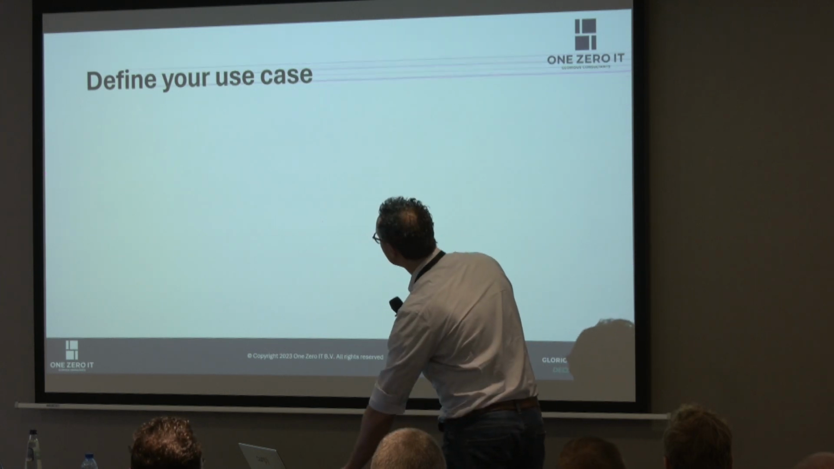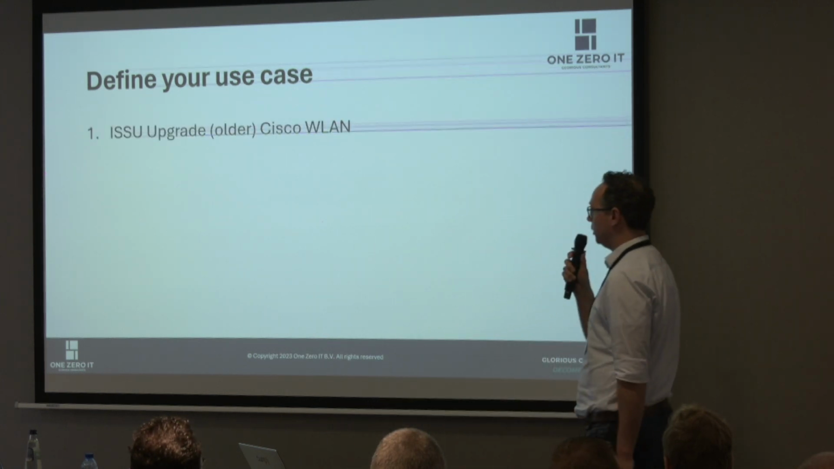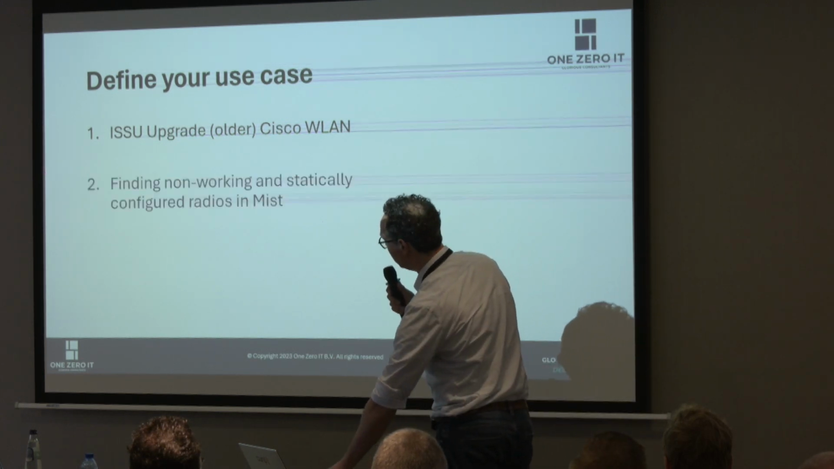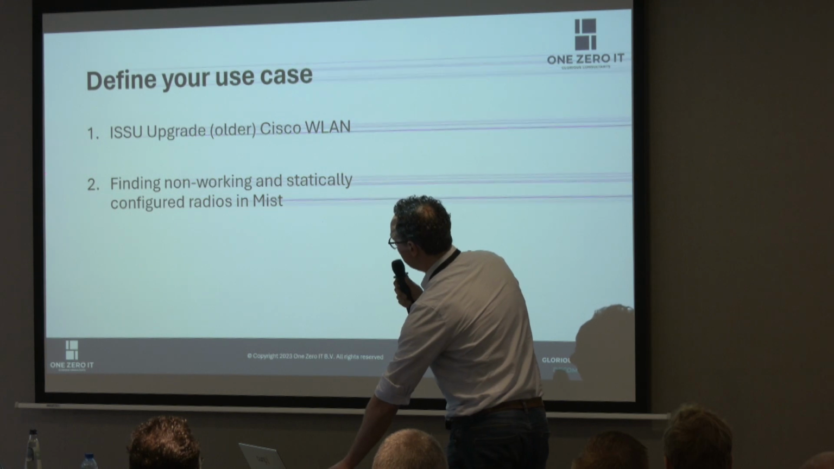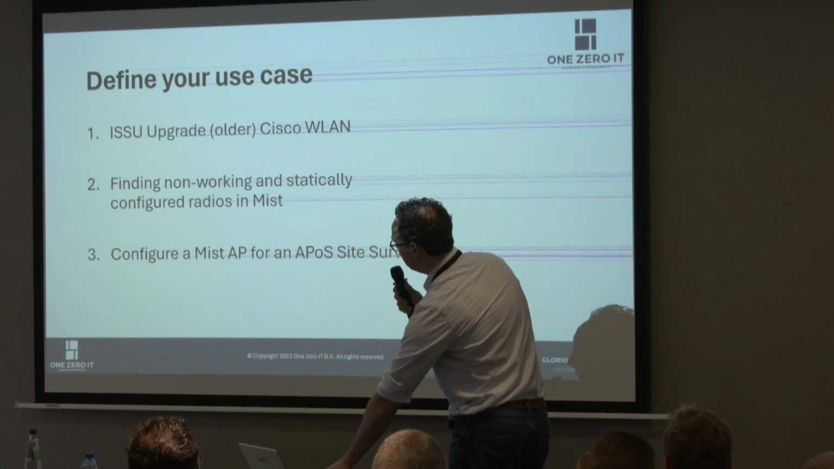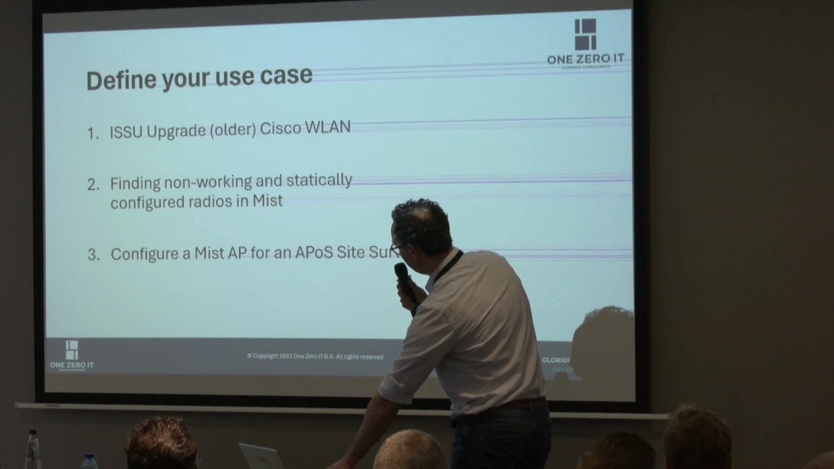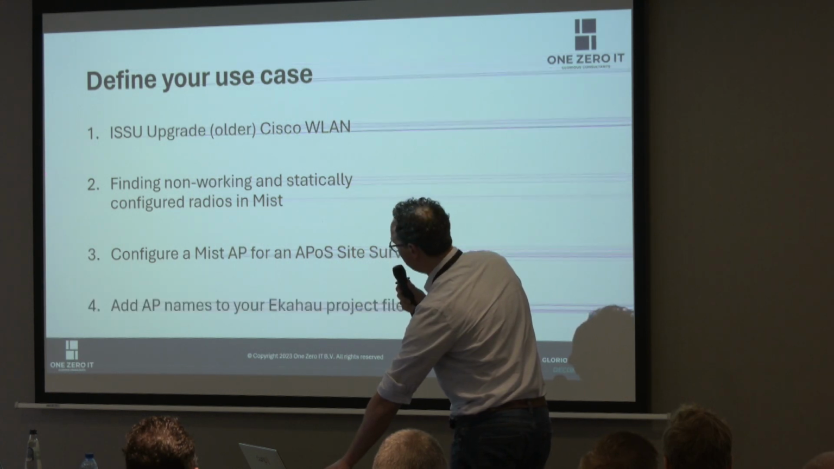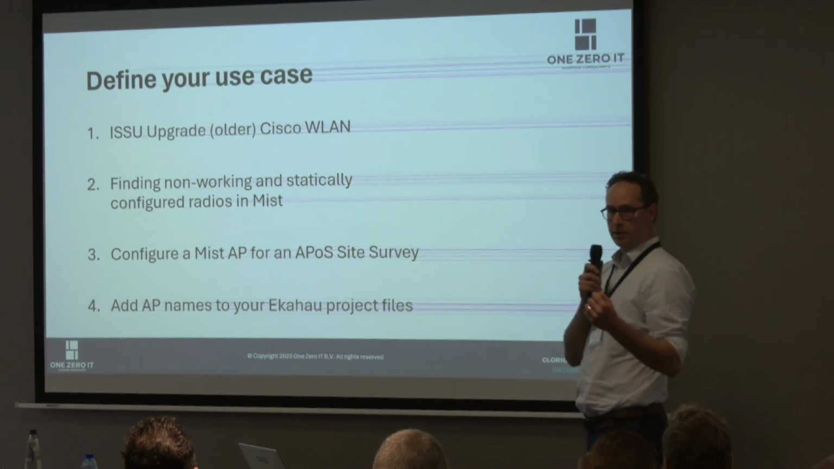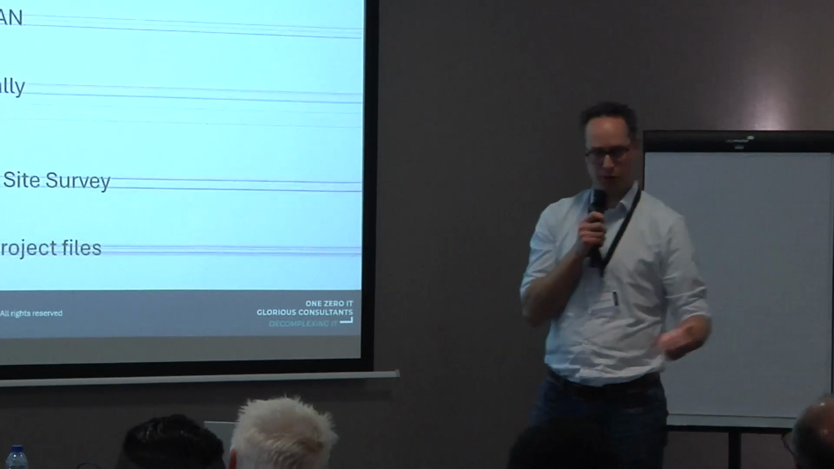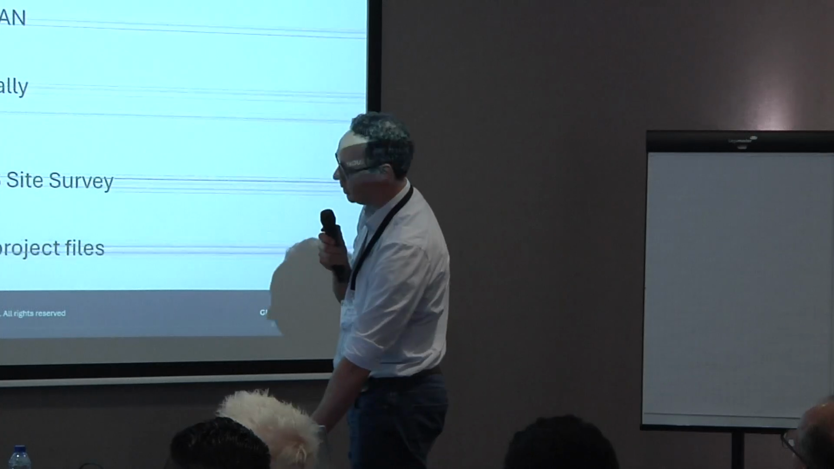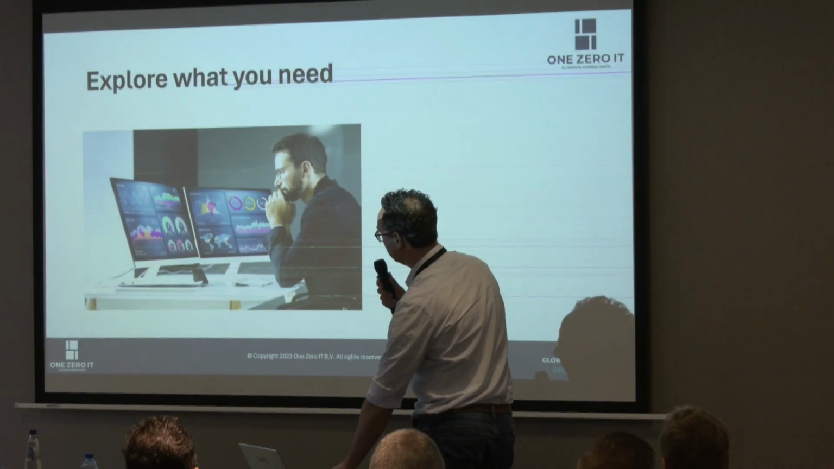So I've got 4 use cases. I've got an IOS upgrade on the Cisco WLAN. I've got finding non-working and statically configured RADIUS servers. Configure a Mist AP for an access point on a stick site survey, and add names to your project file. So you can see that things can be very diverse. And try to find your use case and make something for it.